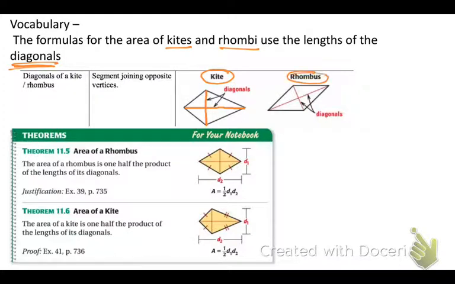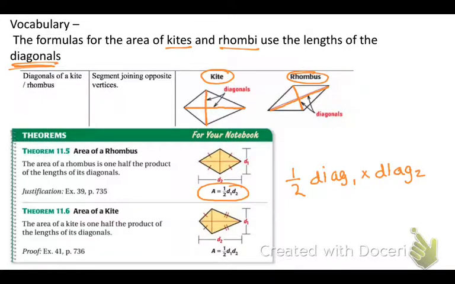So a rhombus kind of makes sense. Here's one diagonal and here's the other. So those are the diagonals of a kite and a rhombus. Make sure you know what those are. So here comes another formula, another theorem, Theorem 11.5, area of a rhombus, is 1/2 diagonal 1 times diagonal 2.